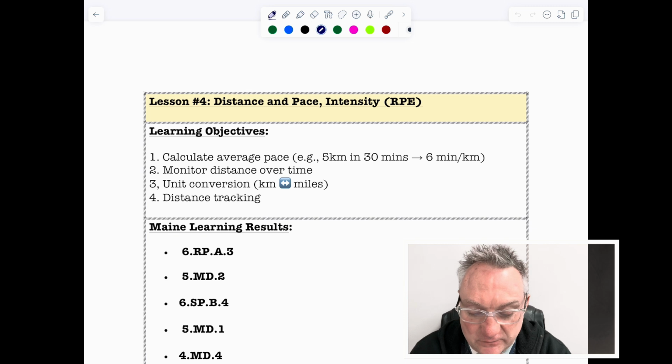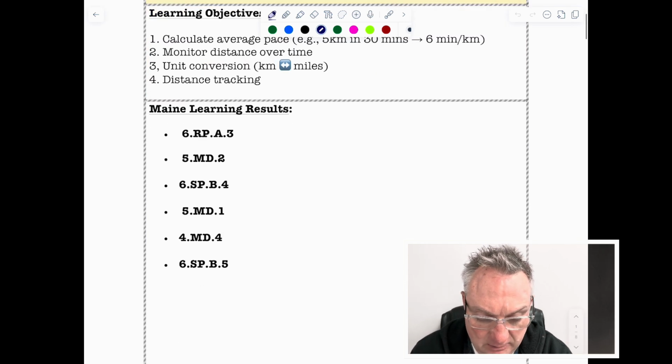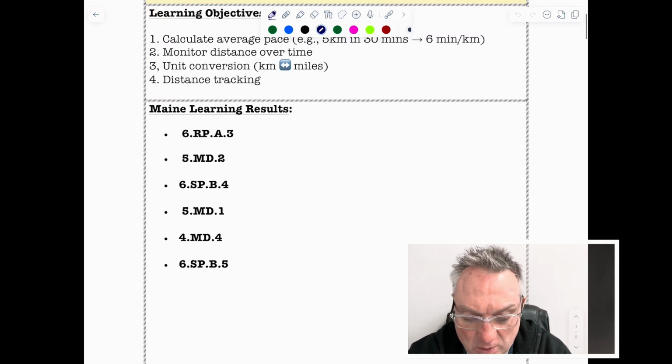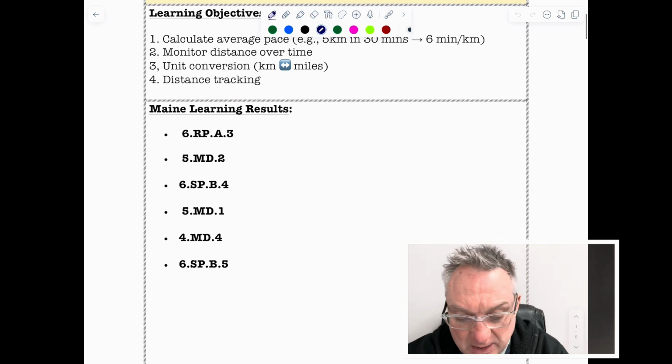We're working on distance and pace and intensity. And so we're going to do a couple little formulas here for calculating pace. So example number 1, we're going to calculate our average pace.